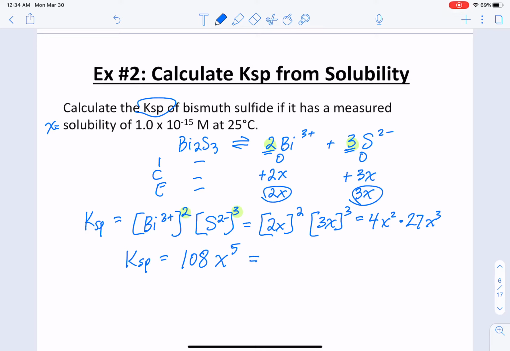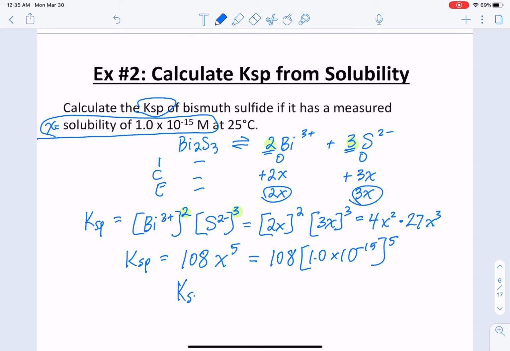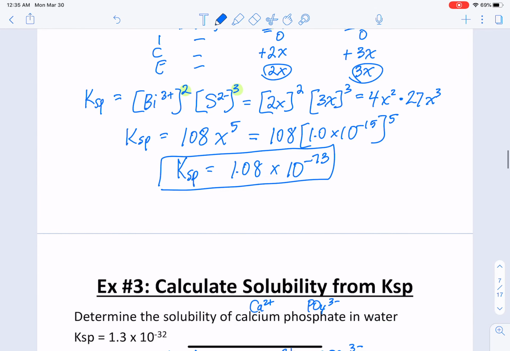So I'm going to substitute. I know that x is equal to 1 times 10 to the negative 15, and I'm going to raise that to the 5th power. To solve, I've already done this calculation earlier to save time. I get 1.08 times 10 to the negative 73. It's a very small number. This is a very slightly soluble salt.